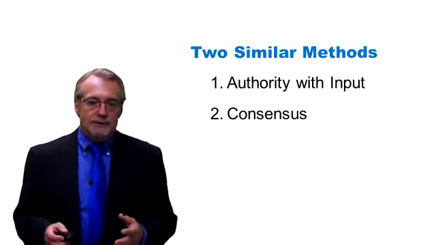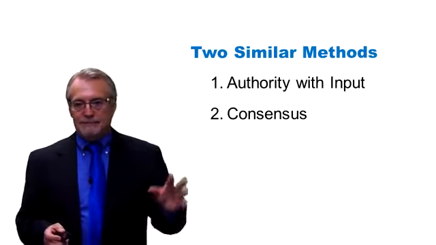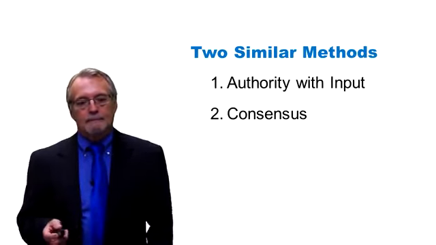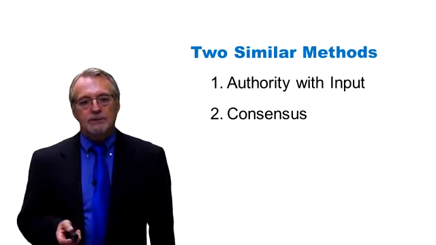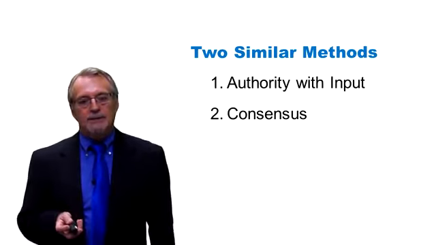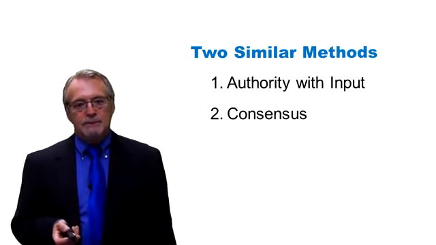So what we want to do is figure out which one does this, which one does that, what the differences are, how they are similar. We're going to look at decision by an authority with input from the group, and we're going to look at a consensus decision, a decision by the whole group.